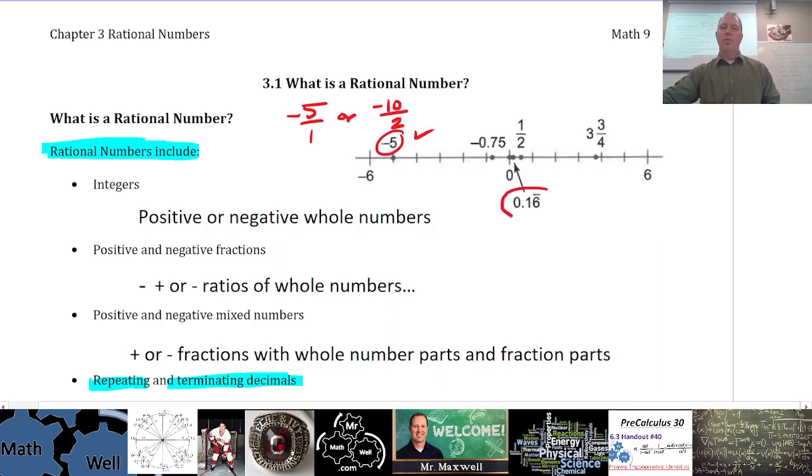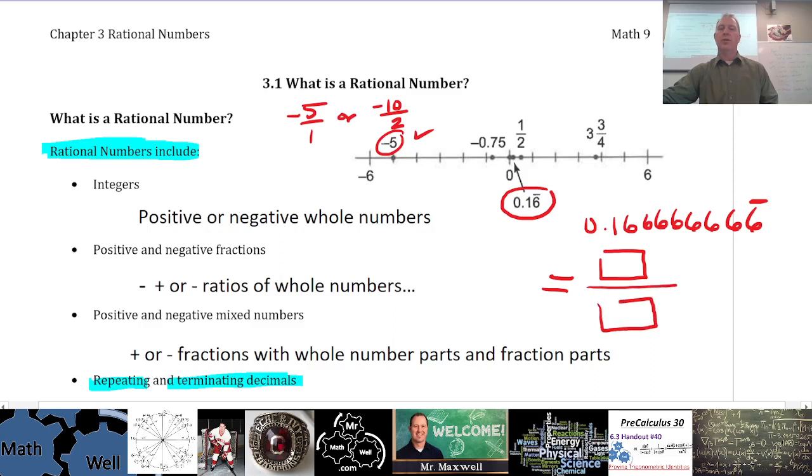What about this one? 0.16 repeating. 0.16666 repeating forever. Okay, that's got a repeating part in the decimal. So they're saying that this should be a rational number. So we should be able to write this as some integer, positive or negative, over another integer. Does anyone know what that rational number looks like in this form? Anybody have an idea? Why don't you get your calculators out right now, and see if you can figure it out.